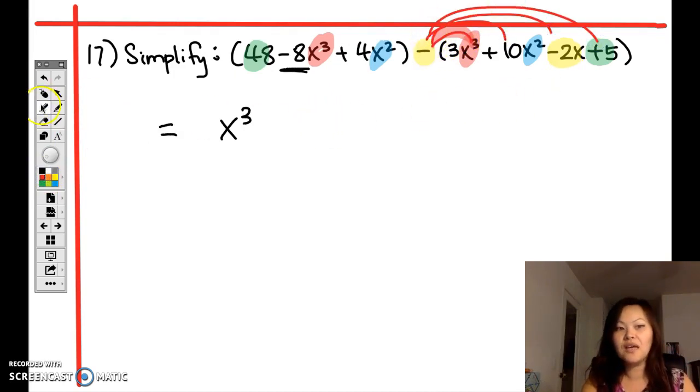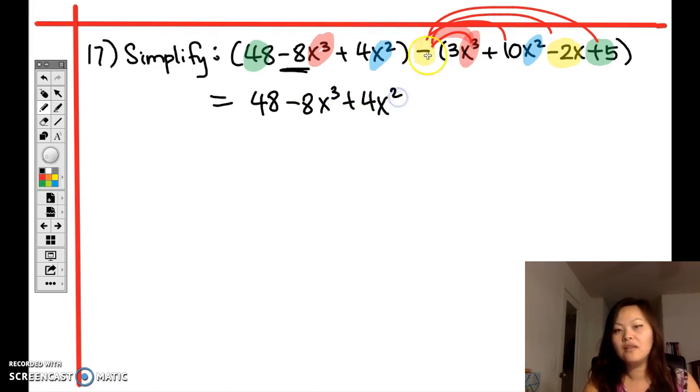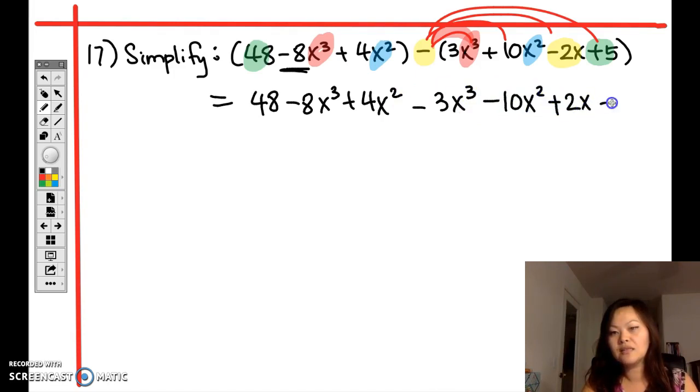So let's go ahead and do that. Oh gosh, I almost made a big mistake and you would have all gotten mad at me. So I copy the front part, which is 48 minus 8x cubed plus 4x squared. And then the back part, let's distribute the negative: -3x cubed minus 10x squared plus 2x minus 5, okay?